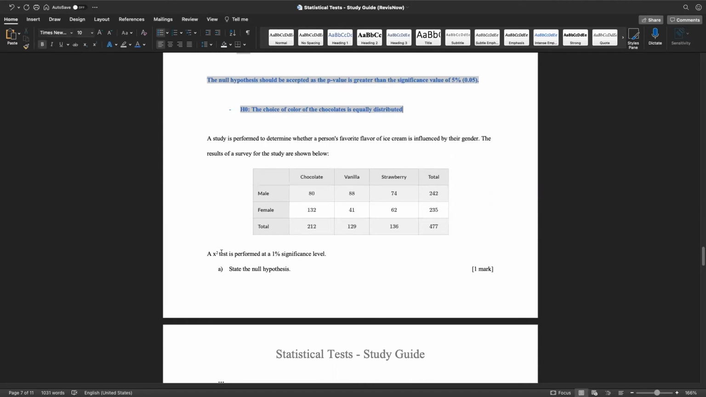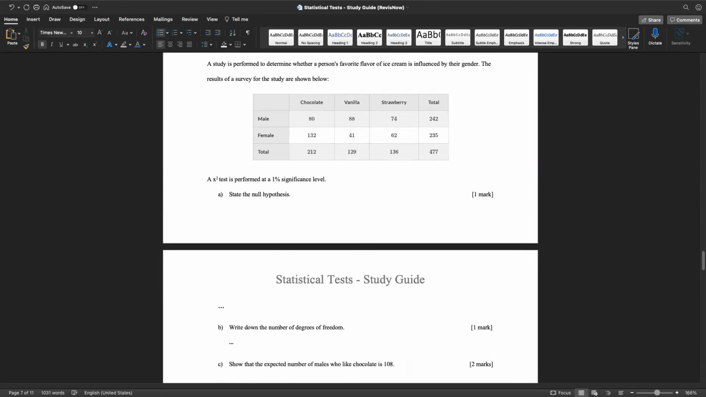Even though the question isn't stating that it's a chi-squared independence test, it's really easy to determine from the problem itself, because it's saying influence. That indicates that it is dealing with correlation. So that's another way to find out what kind of test it is, even though you don't need to. Okay. A test is performed at a 1% significance level. State the null hypothesis.